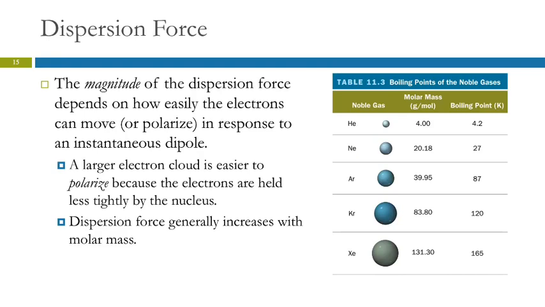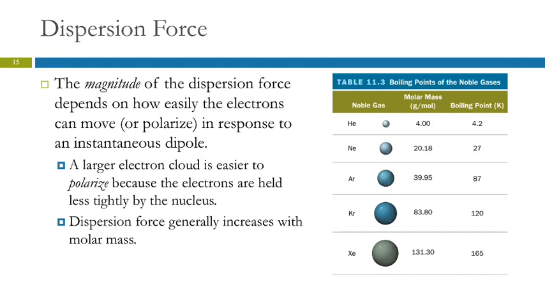I don't know why I think that, but this is flabby, and the electron cloud can get pushed around very easily, okay? So it's more easy to polarize, and so more easy to polarize means this is going to have stronger dispersion forces than the smaller atoms.